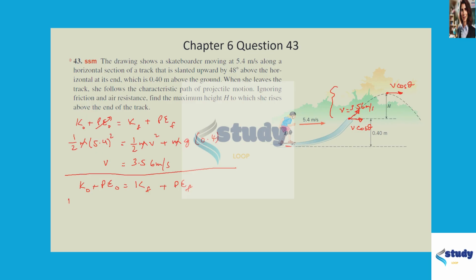So at that point, I know that the kinetic energy is 1/2 times m times 3.56 squared, and I can take the potential energy at that point to be 0 with reference to the point at the highest point, and then that's going to be equal to 1/2 times m times (3.56 cosine of 48) squared plus mg times h. Again, to simplify things, we can get rid of all the m's, and when we solve this equation for h, it comes out to be equal to 0.29 meter.